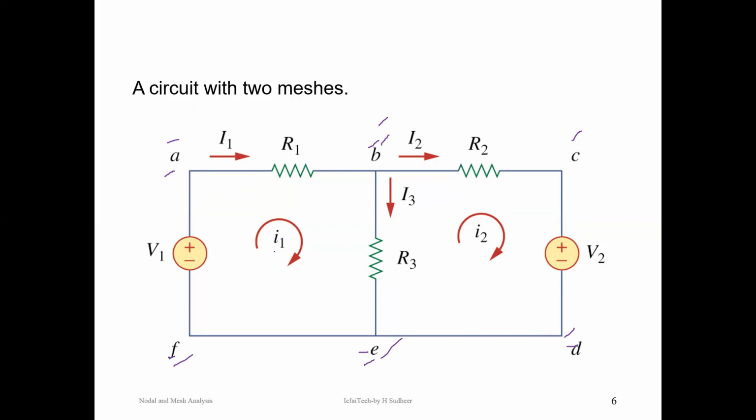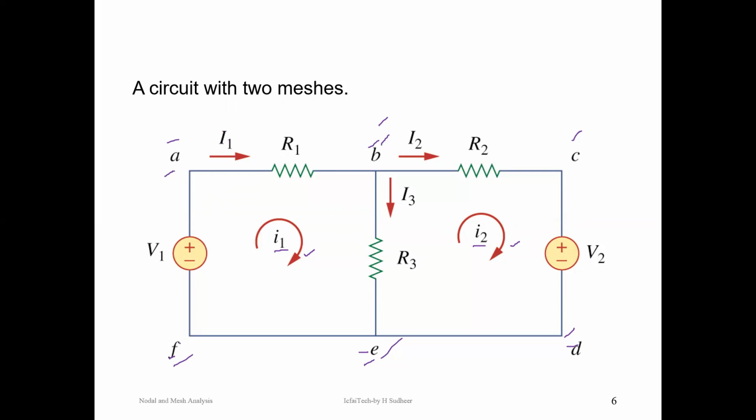First mesh current, let us say, is I1. Second mesh current is I2. As you can see in the figure, we have assigned the mesh currents both flowing in a clockwise direction. So in the first step, we have identified the meshes and indicated the first mesh current as I1, the second mesh current as I2. Both are flowing in a clockwise direction. And then the third step is we need to apply the KVL. While applying the KVL, just neglect the other currents. We only need to apply KVL with respect to mesh currents.